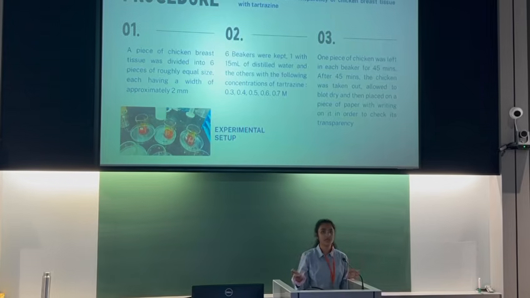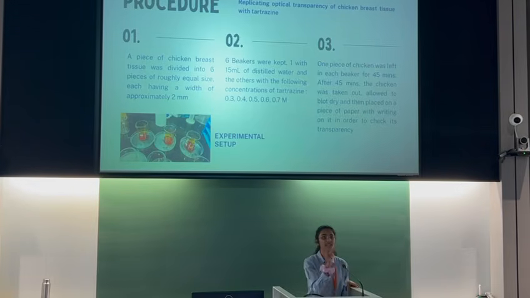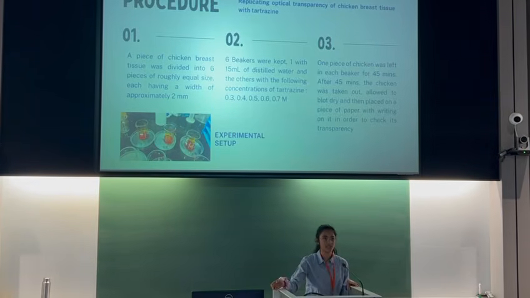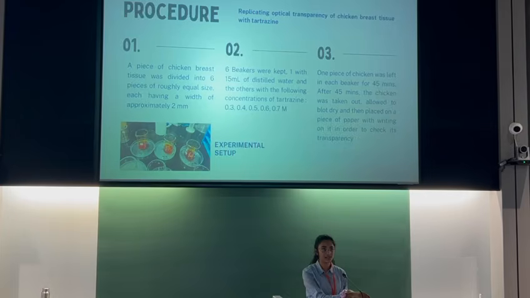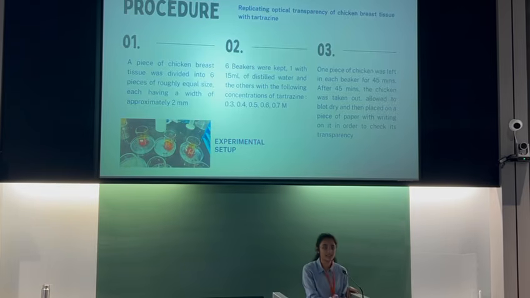Then we took a piece of chicken breast tissue, divided it into roughly equal sized bits and placed 1 in each beaker for 45 minutes. Each piece was around 2 millimeters thick. So after 45 minutes, we took out the tissue and left it to blot dry for a little bit, and then placed it on top of a paper with a piece of writing on it. The more readable your writing is through the tissue, the better your results.